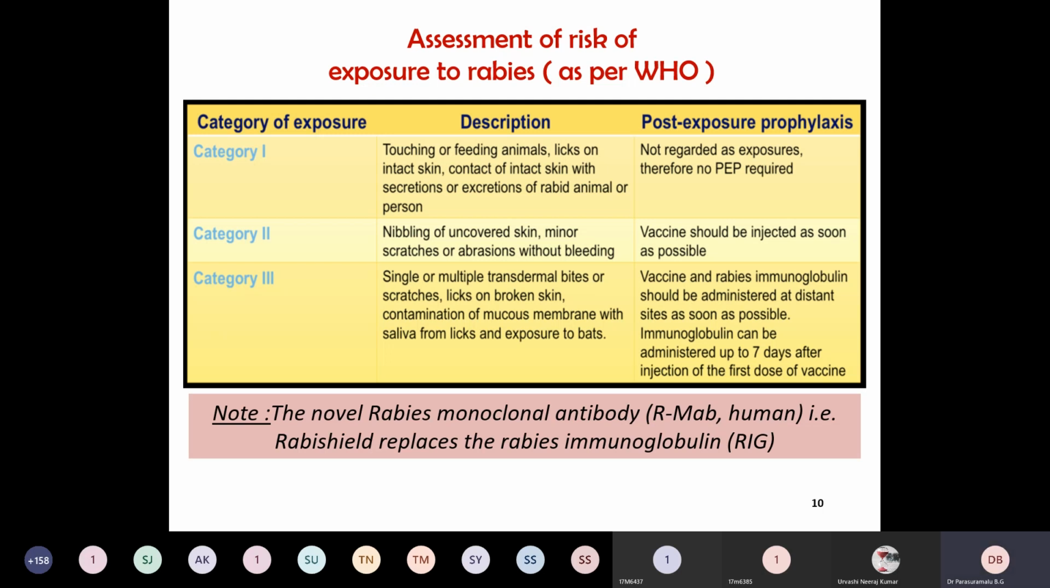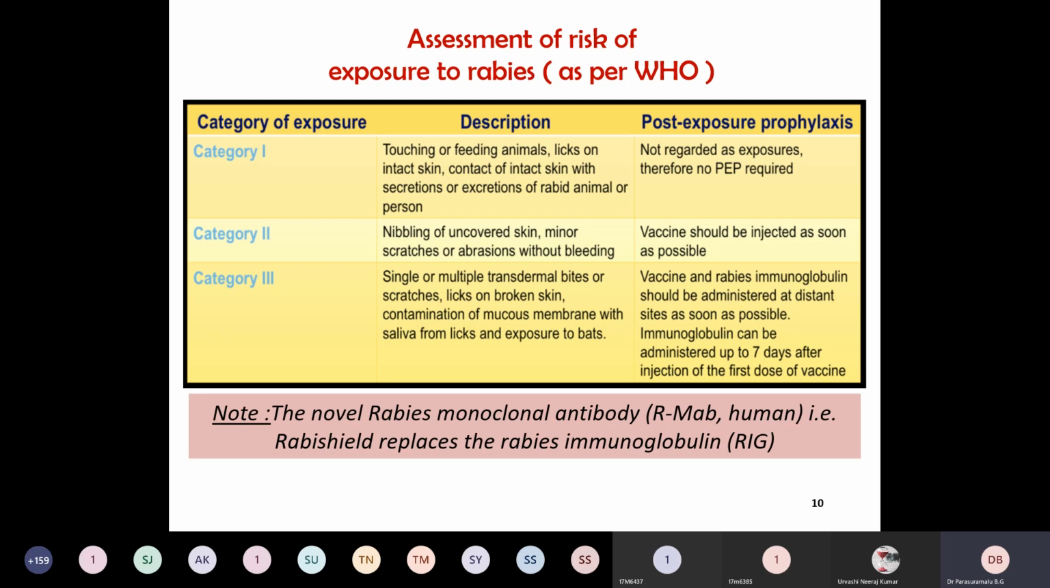Now, what is the post-exposure prophylaxis in case of animal bite? The post-exposure prophylaxis is a three-pronged approach. All three carry equal importance and should be done simultaneously as per the categories of exposure. That means these three things have equal weightage.